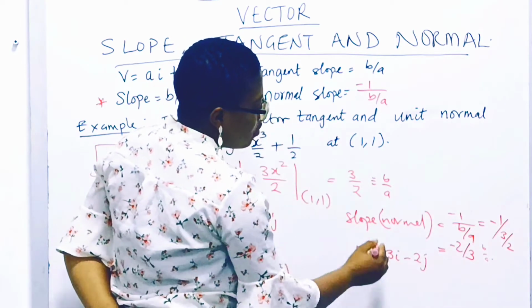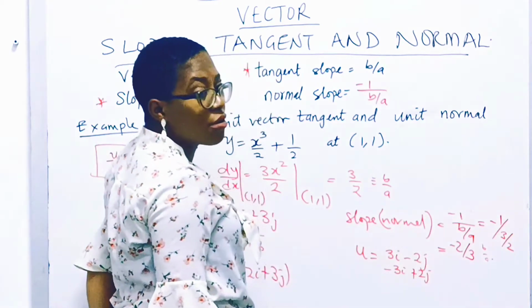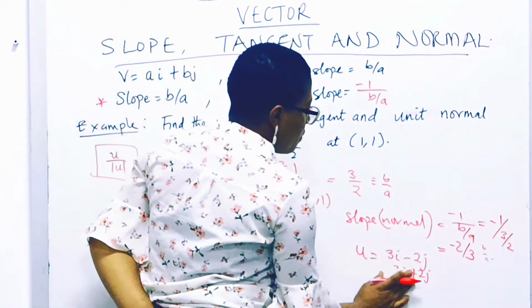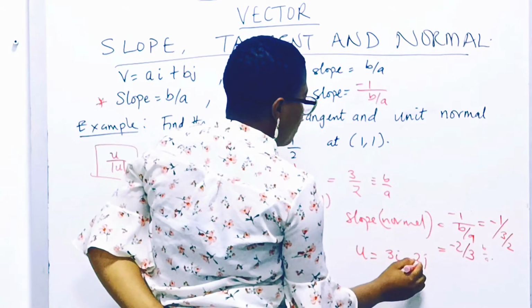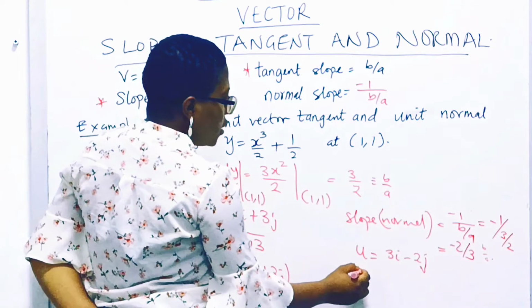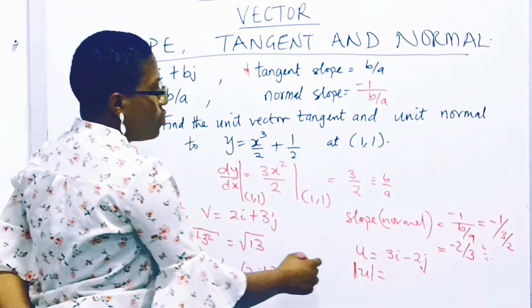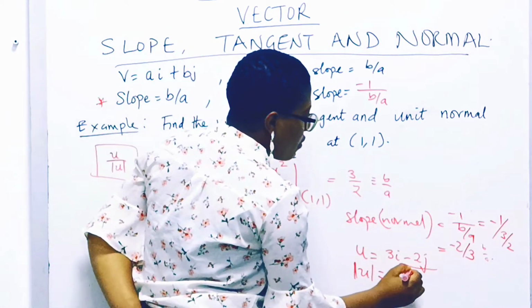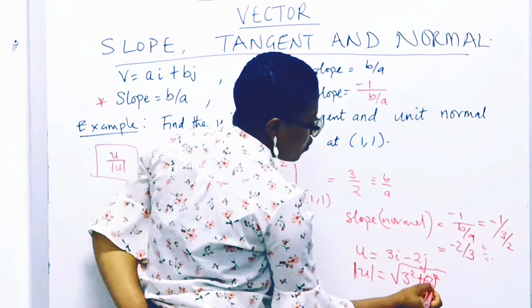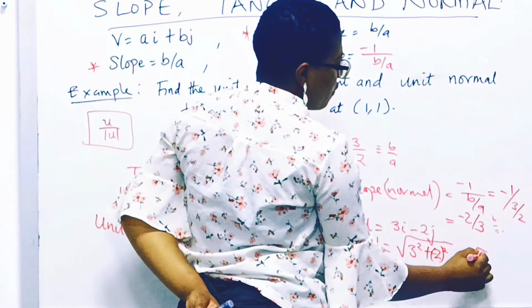Another person can say, oh, let me call it minus 3i plus 2j. They are both correct, okay? One is the reflection of the other. So let's work with this. The magnitude of this vector is still the same as the magnitude of this vector, is it not? Which is square root of 3 squared plus 2 squared. If you want, you can put the minus and square it. Square it, then you have square root of 13.